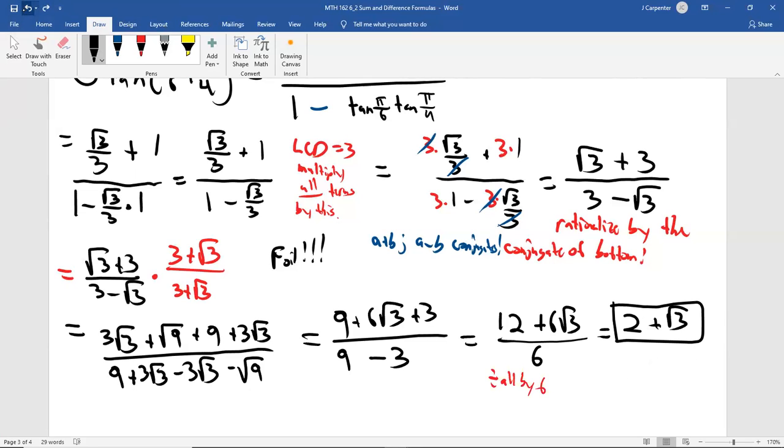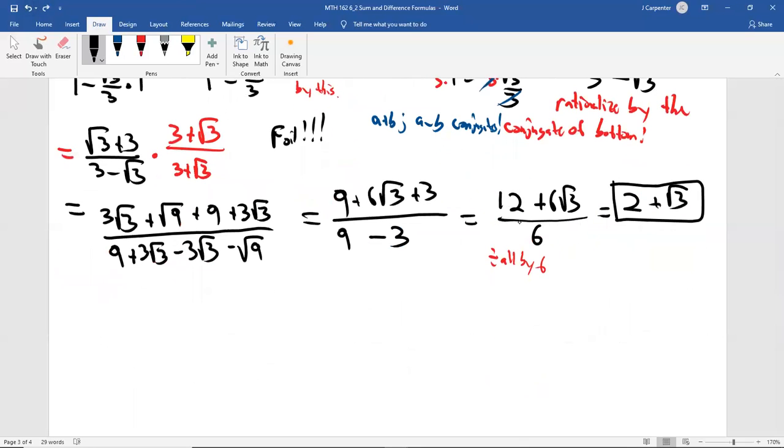Some of you might have preferred to factor out the 6 from the top. You go 6 parentheses, 2 plus square root of 3, all over 6, then these 6's cancel, and you still get 2 plus square root of 3. The same answer. I don't care whether you factor it or cancel it independently, as long as you get it right.